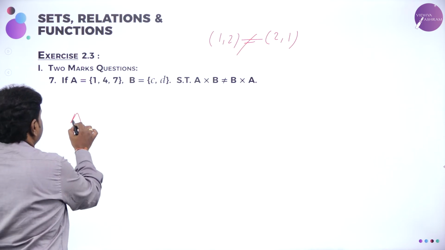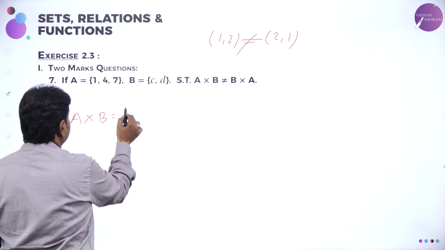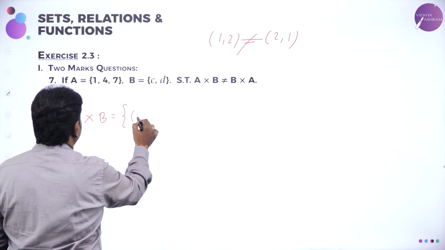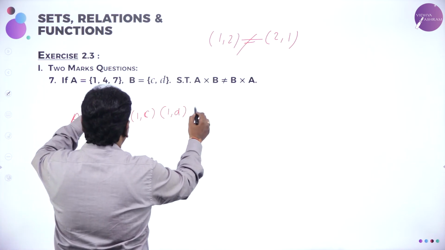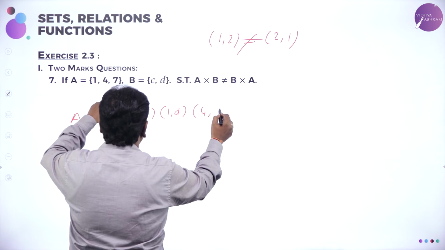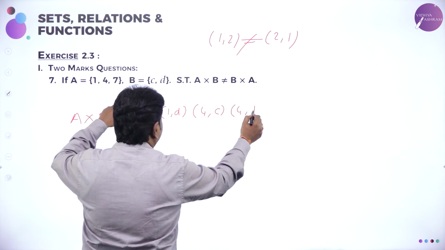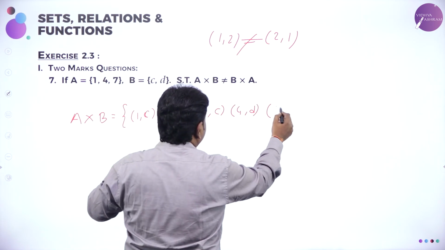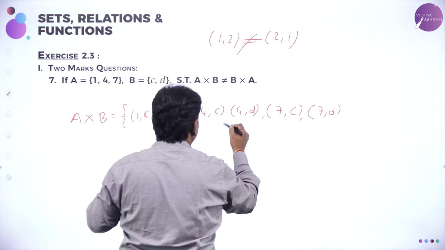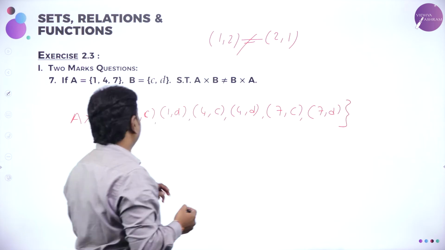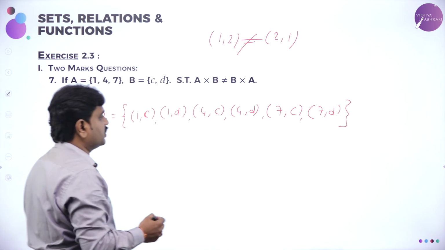Now, A cross B. What is A cross B? Cartesian product of A and B: (1,c), (1,d), then (4,c), (4,d), then (7,c), (7,d). Now we got A cross B, call it equation 1.